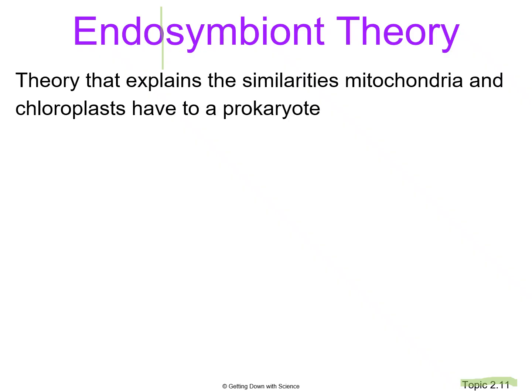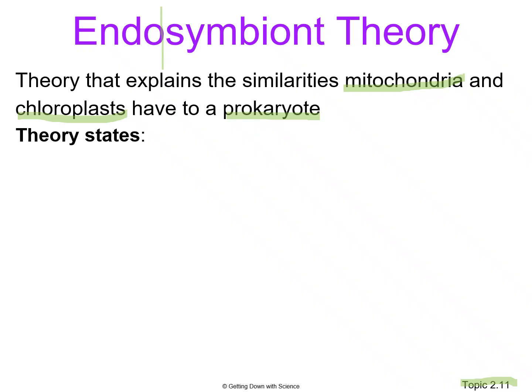So in that topic, we're going to be discussing the endosymbiont theory. I'm going to break this word into two. Endo means in, symbiont means living together. This is a theory that seeks to explain the similarities between the mitochondria and the chloroplast to prokaryotes. So in simple terms, this theory explains why the mitochondria as an organelle and the chloroplast as an organelle are so similar to prokaryotes as living things.